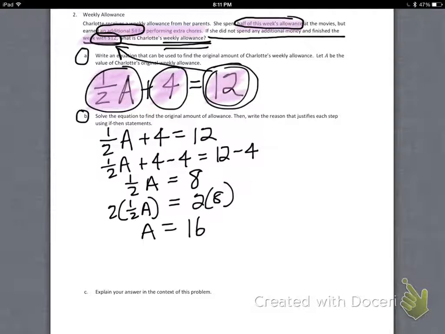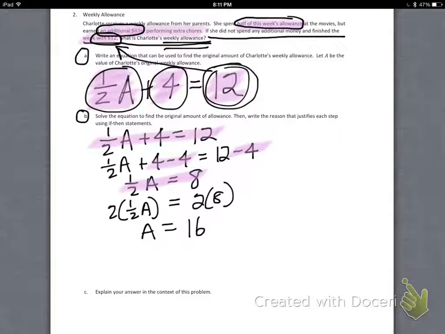Okay, so here we are back with our problem solved. I just wrote out the problem again right here: 1/2 A plus 4 equals 12. I'm going to apply the subtraction property of equality, using the additive inverse of 4. So we have 4 minus 4, and of course we subtract that 4 from the other side as well. What we're left with there is 1/2 A equals 8.